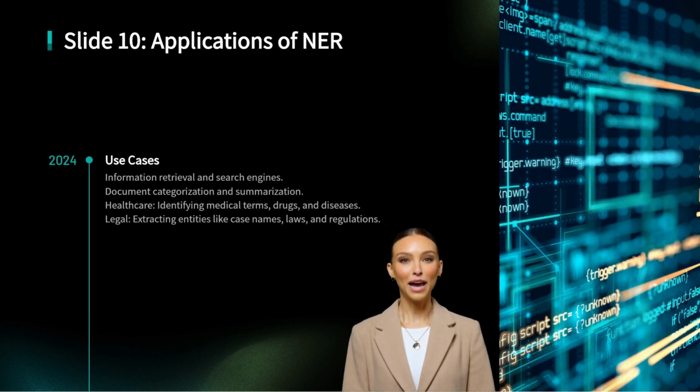NER has widespread applications across various fields. Information retrieval. Search engines use NER to identify and rank results based on named entities. For example, when you search for Google CEO, NER helps identify entities related to Google and its CEO. Document categorization and summarization. By extracting named entities, systems can categorize documents or generate summaries that focus on key people, places, or events.